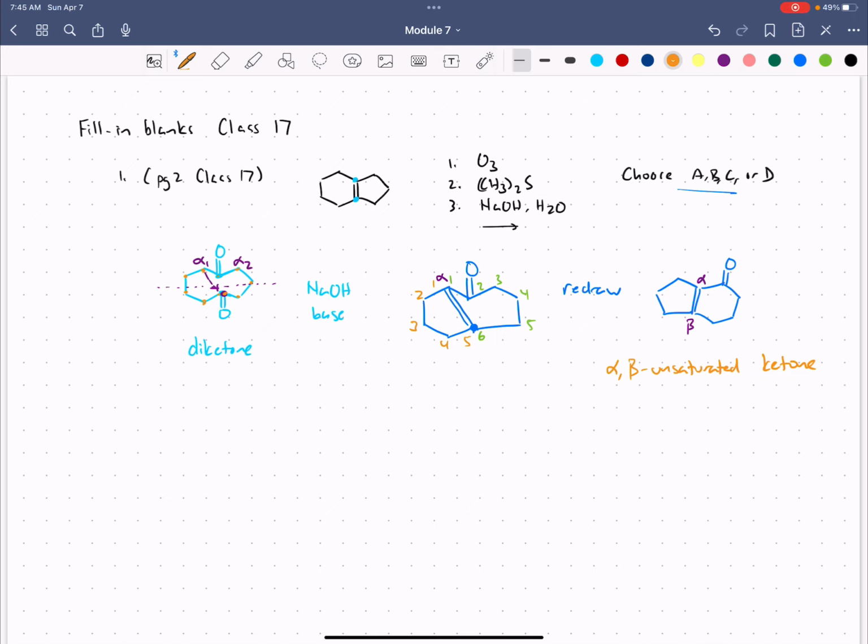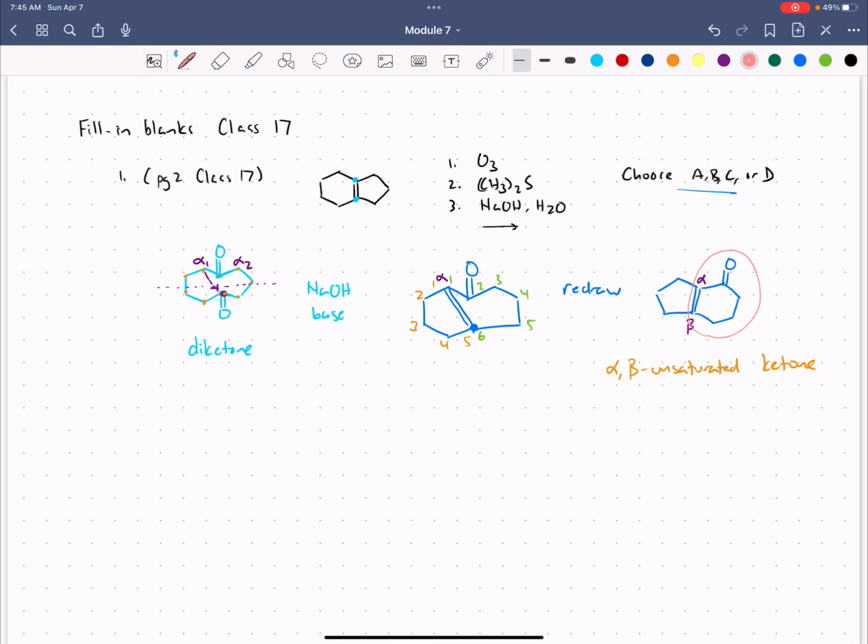Okay, hopefully this is one of your choices, A, B, C, or D. It looks like it is choice... Oh, interesting. It is choice B. I know that because the 6-membered ring is the one with the carbonyl. Right. Okay. Next page, 3. Okay, good.